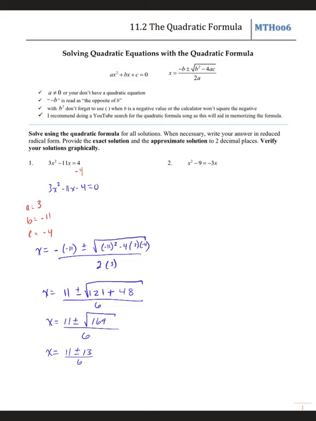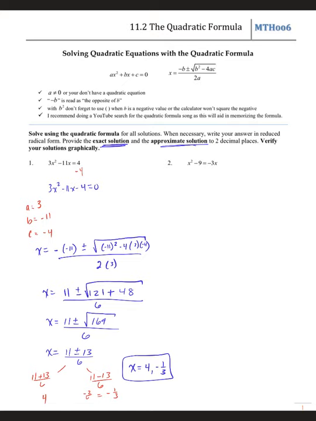Now, we're going to keep going. It says, when necessary, write your answer in reduced fractional form, provide the exact solution and the approximate. We need to do the math and calculate what this is going to be. So this is going to be 11 plus 13 divided by 6 and 11 minus 13 divided by 6. So we have to do 11 plus 13, which will give us 24 divided by 6, which is going to give us an answer of 4. And then we have to do 11 minus 13, which is negative 2. And so we're getting a negative 2 over 6, which is a negative 1/3. So therefore, our answers here are x is equal to 4 and negative 1/3.